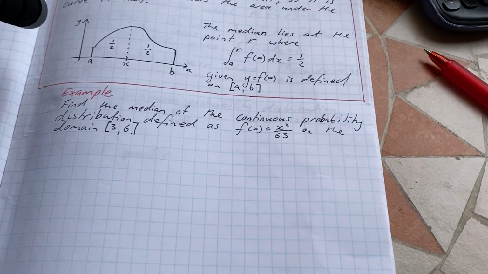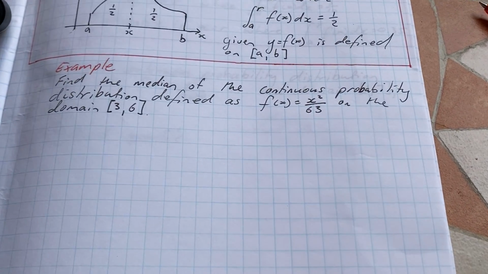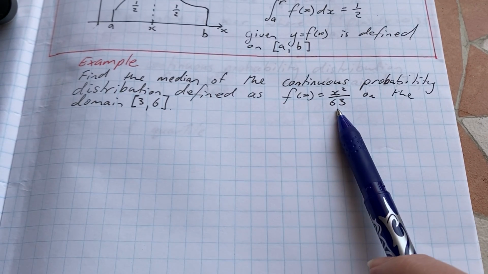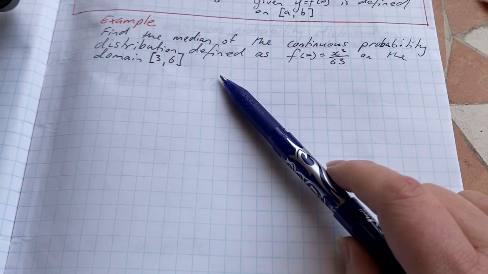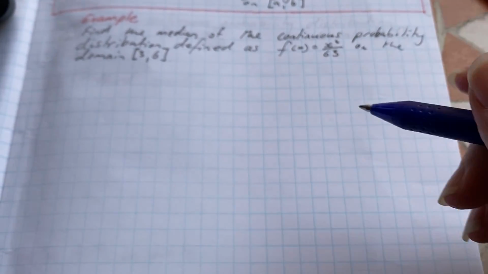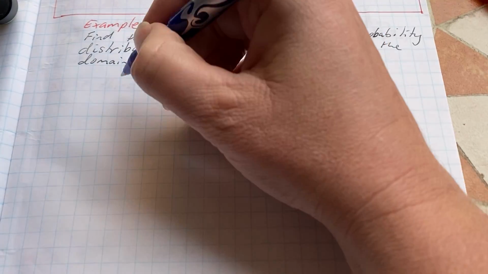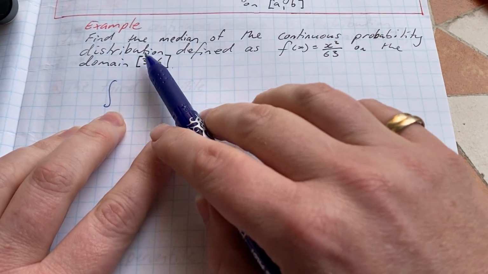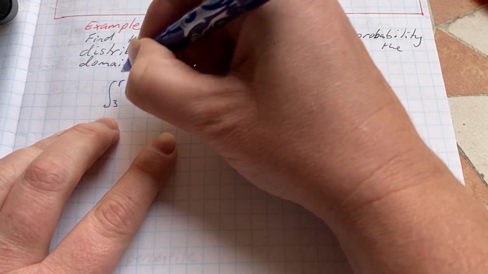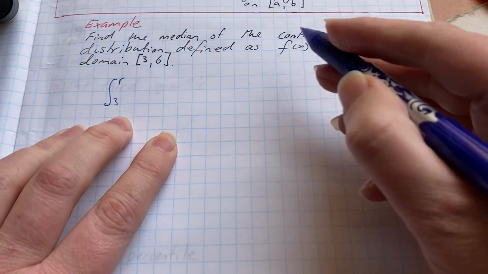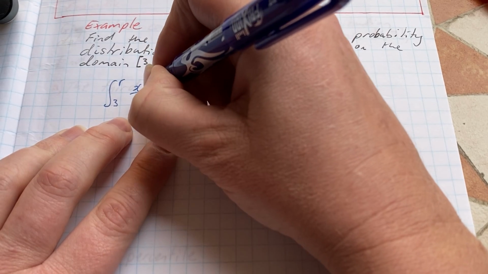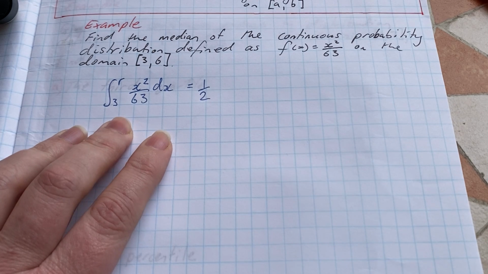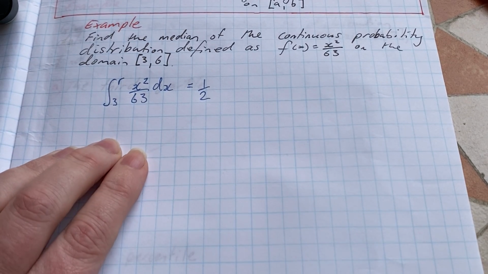So here's an example. Find the median of the continuous probability distribution defined as f of x equals x squared over 63 on the domain from 3 to 6. So let's have a go at that. We'll start by using that formula. Our a is 3, so from 3 to r of our function, x squared on 63 with respect to x, equals half. And we just need to solve that for r, and that'll give us our x value that is a median.